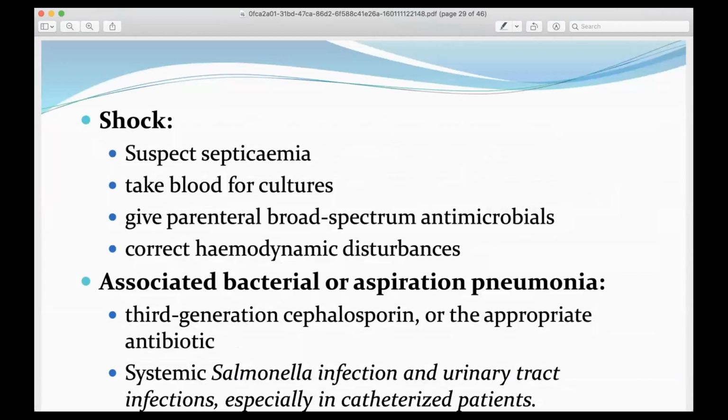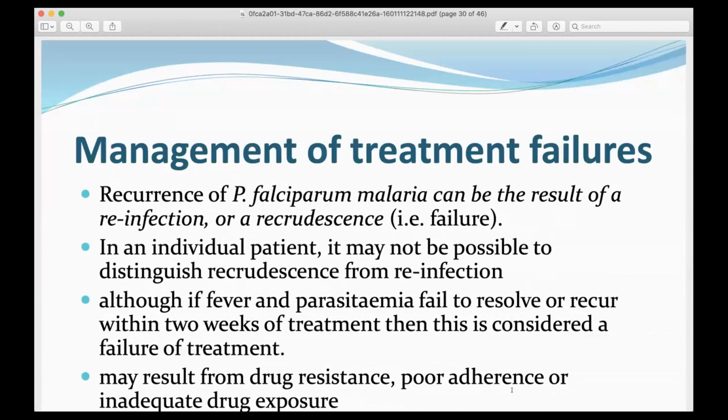Next, if the patient is in shock, either septic shock or cardiogenic shock, you have to identify it and treat accordingly. And these patients are vulnerable to develop secondary infections, especially aspiration pneumonia in a comatose or ventilated patient. So along with the malarial treatment, you have to do treatment of pneumonia.